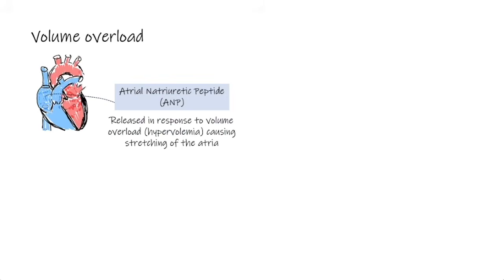Another condition our body has to be prepared to deal with is when we have an excess of volume, or what we refer to as volume overload. The hormone that's going to be helpful in this is called atrial natriuretic peptide, or ANP. There are other natriuretic peptides. One that's used clinically is called BNP, but we will be using ANP as our prototype to describe its actions. Atrial natriuretic peptide is released in response to volume overload, hypervolemia. This volume overload causes stretching of the atria, which in turn causes release of ANP.